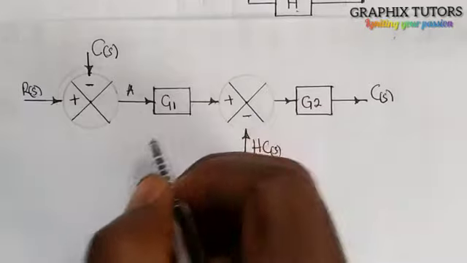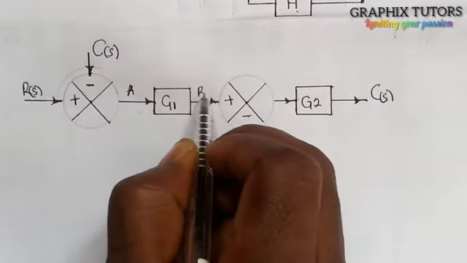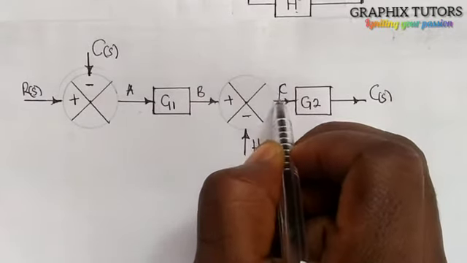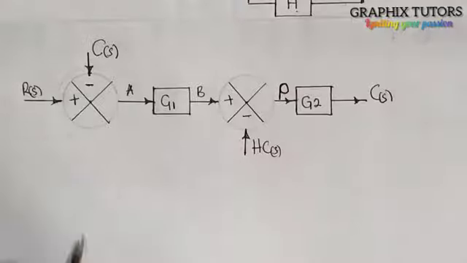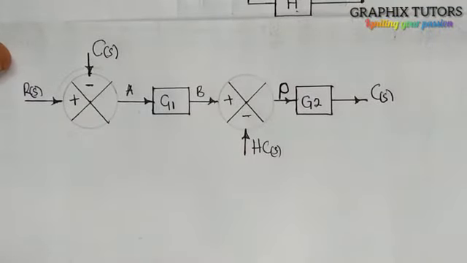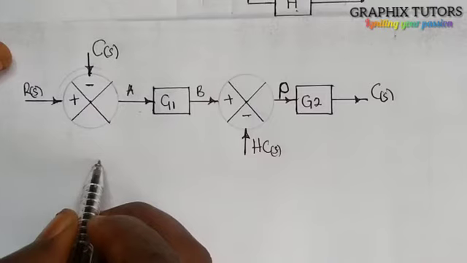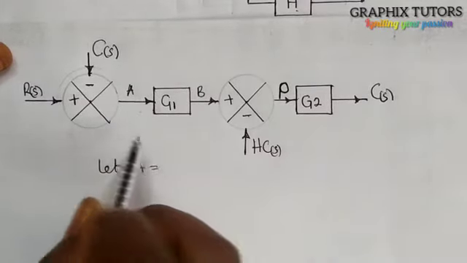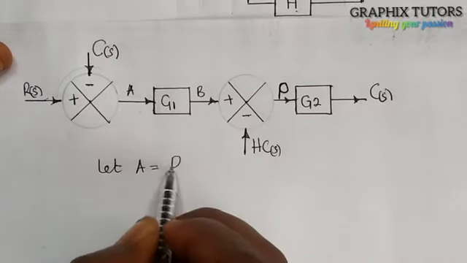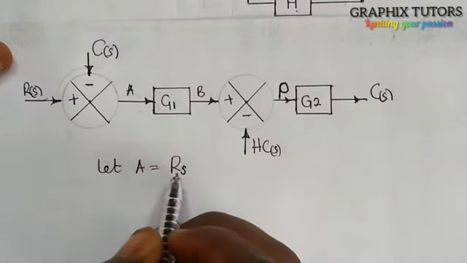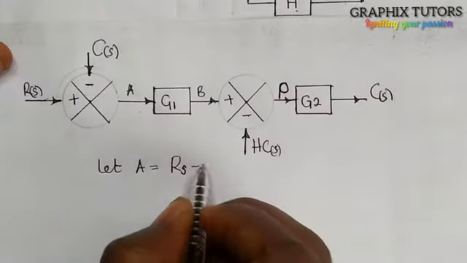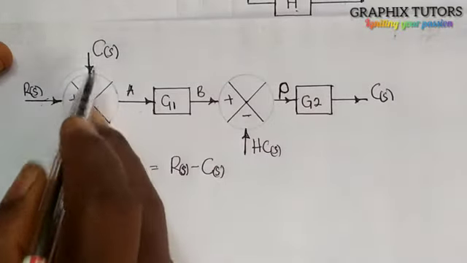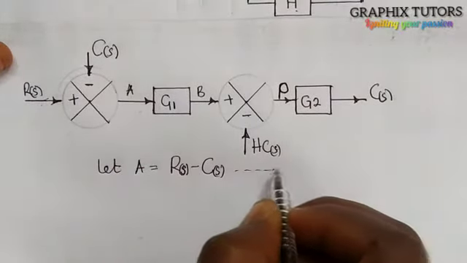Altogether, this is B, and this is what? C. Or let me use the word P, just to avoid confusion. Let me use P. So if I want to do that, I will now say that let A be equal to R(s) minus C(s). That is this minus this. That will give me equation 1.